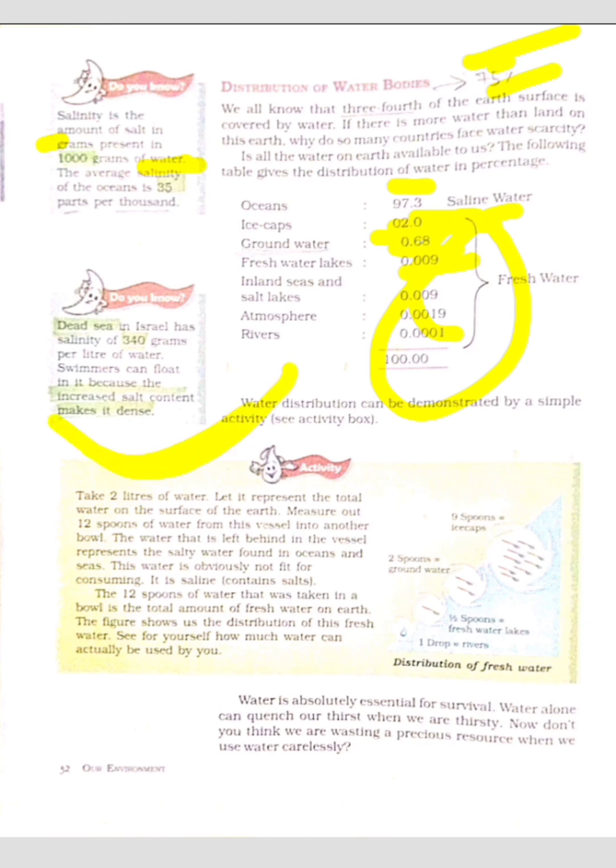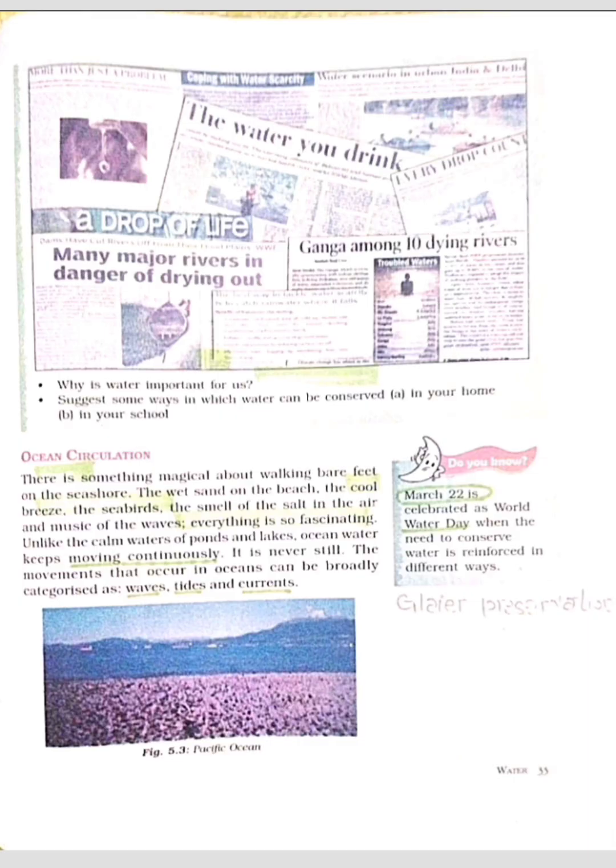Now we see that water is absolutely essential for our survival, because water is the source of our life, from which we do many activities. Water alone can quench our thirst when we are thirsty. Now don't you think we are wasting a precious resource when we use water carelessly? So while using water, we should keep in mind that water is a precious resource and use it carefully, not carelessly.